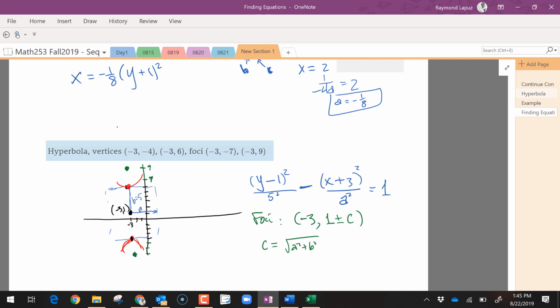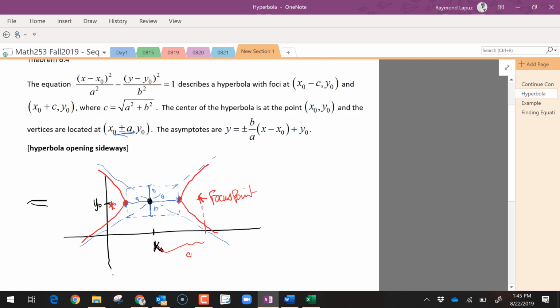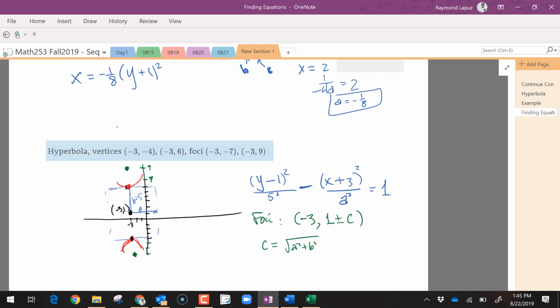So if we take a look at the hyperbola again, the foci is going to be plus c, negative c, but here it's along the x because this is sideways. Since we're going along the y, it'll be the y that's plus c, minus c. And c is equal to the square root of a squared plus b squared. So from there, we should be able to find our unknown. In this case, our unknown is a.